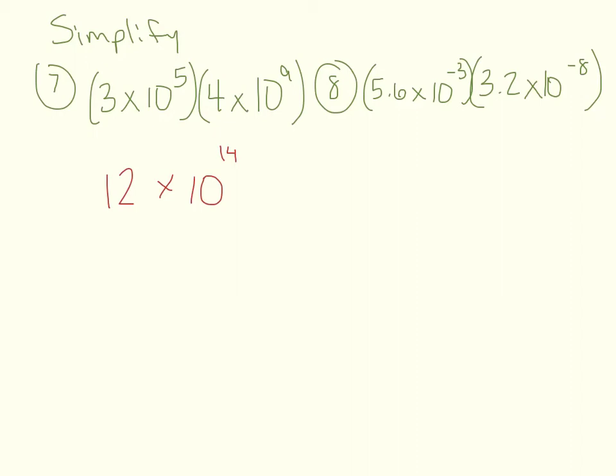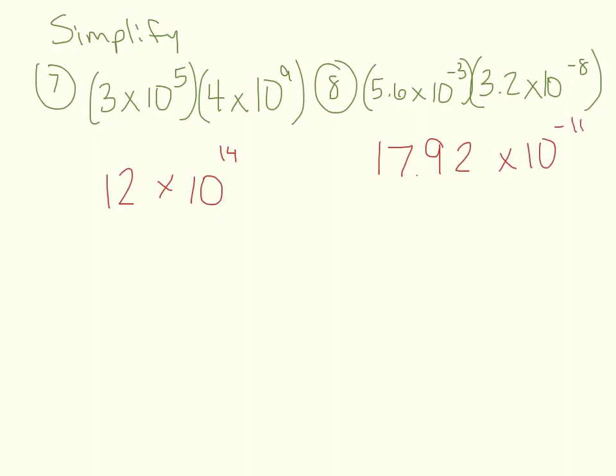Number 8, 5.6 times 10 to the negative 3, all of that times 3.2 times 10 to the negative 8. So you take 5.6 times 3.2, which is 17.92, times 10 to the negative 3 plus negative 8 is negative 11.